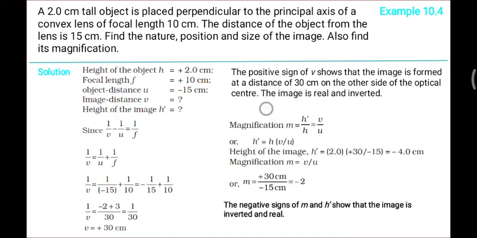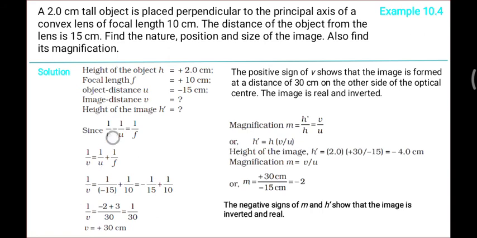Okay, what we have to find? Image, everything. You have to find the nature and all the things. You have to find size also, so h prime also we have to find. It is a lens, so go for the lens formula. We have to find the image data.